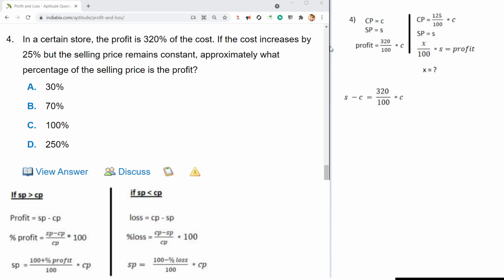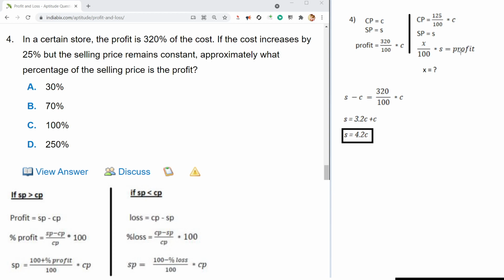If you take the first one, profit equals 320 by 100 into C. Here SP is S, CP is C. If you substitute, S minus C equals 320 by 100 into C. Then if you further simplify, we get S equals 4.2 C. Now the second equation: X by 100 into S is equal to profit.